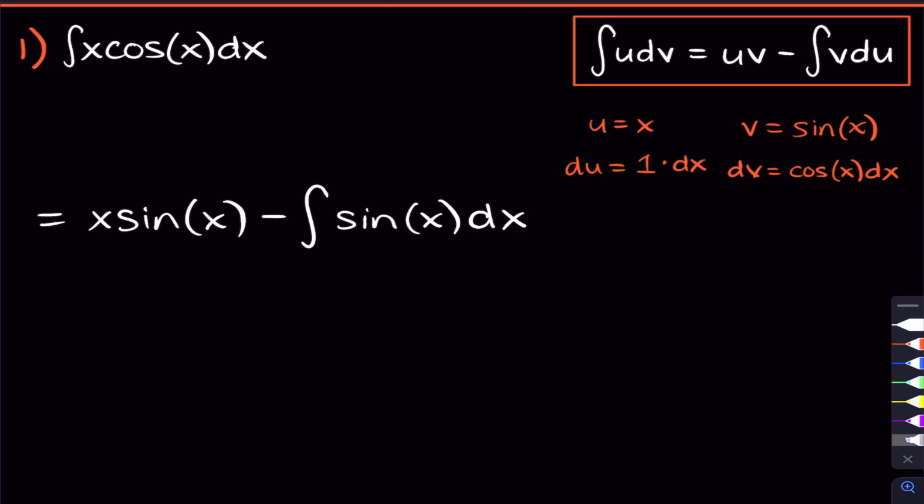And now you can see that since we picked the correct u, which we'll talk about how to do in a second, this integral has been drastically simplified. This is an integral we can actually do. So we get that this is equal to x times sine of x minus, what is the integral of sine of x? The integral of sine is negative cosine.